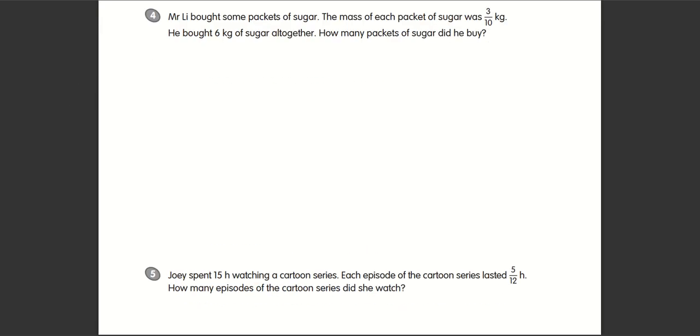Hi everyone, this is page 44 of our workbook. We are looking at the topic of fractions. Here's whole number divided by fractions, and this is level 1 questions. On page 44, we are going to do question 4 and 5 together using the method group each and total.